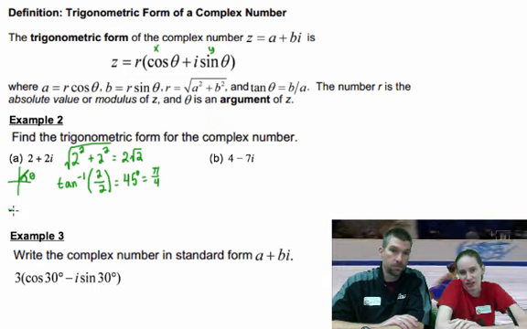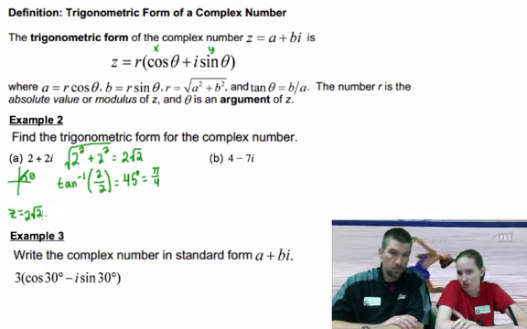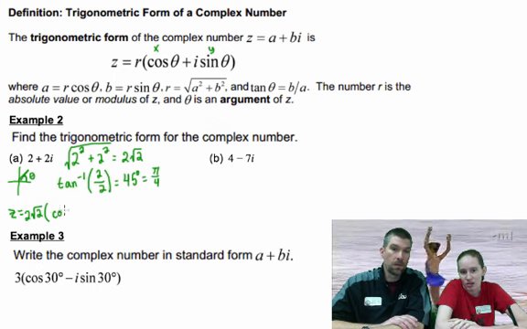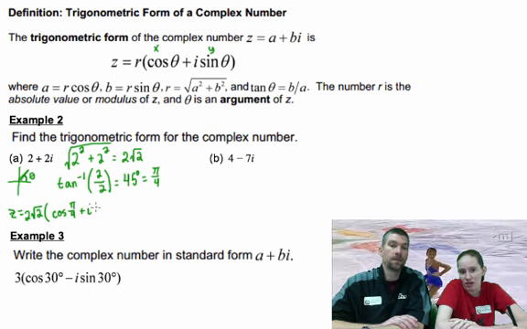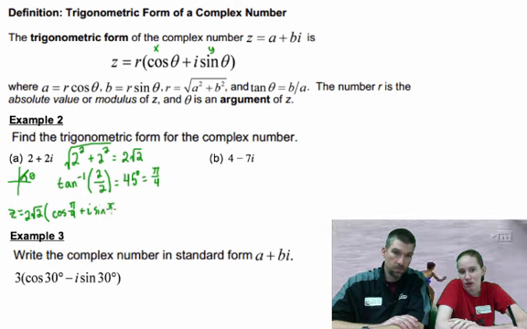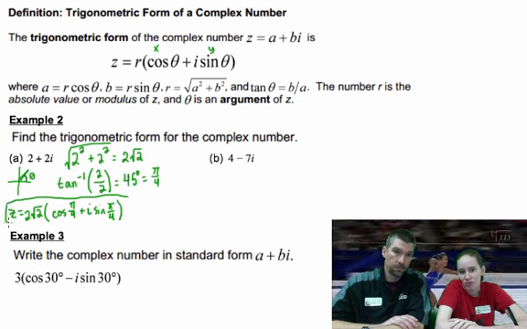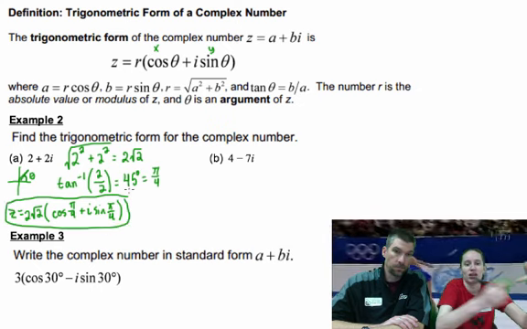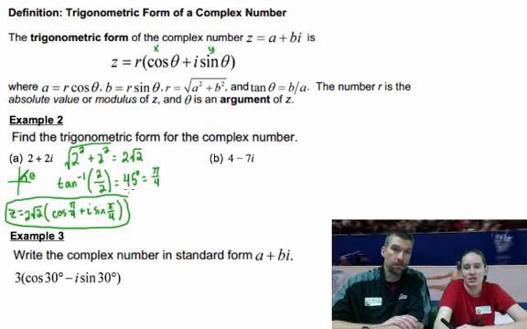Looking at z equals that formula up above, r, which is 2 square roots of 2 or square root of 8, and then you put cosine of pi over 4 plus i sine of pi over 4. This is the trigonometric form, and all it does is it tells us the radius and angle instead of telling us an x and a y. Okay, it's no big deal.